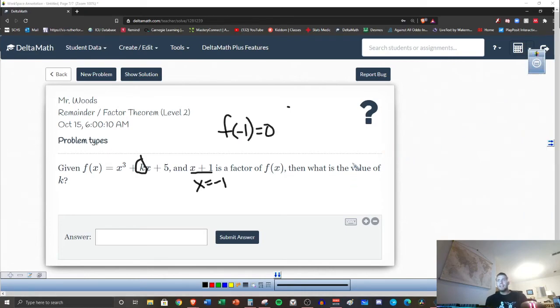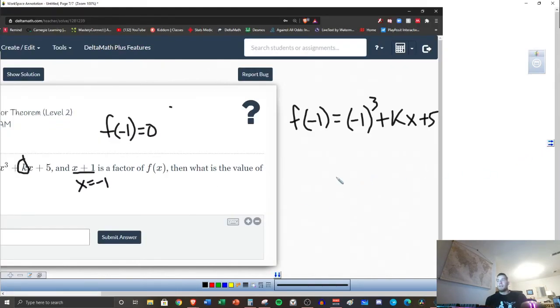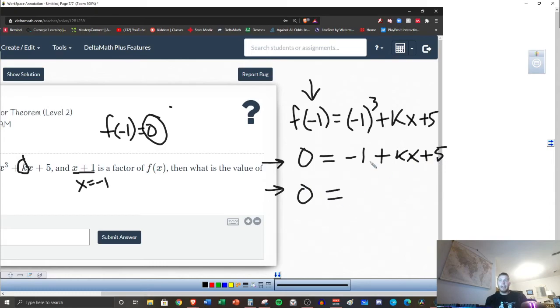So let's do that. That's actually going to help us a lot. F of -1 is equal to, let's do -1 to the third, plus kx, plus 5. What does this equal? Well, we said it's equal to 0. So we're going to put 0 equals -1 to the third power, that's -1 actually, plus kx plus 5. Then we're just going to keep simplifying. 0 equals, what's 5 and negative 1? Well, that's 4 plus kx.